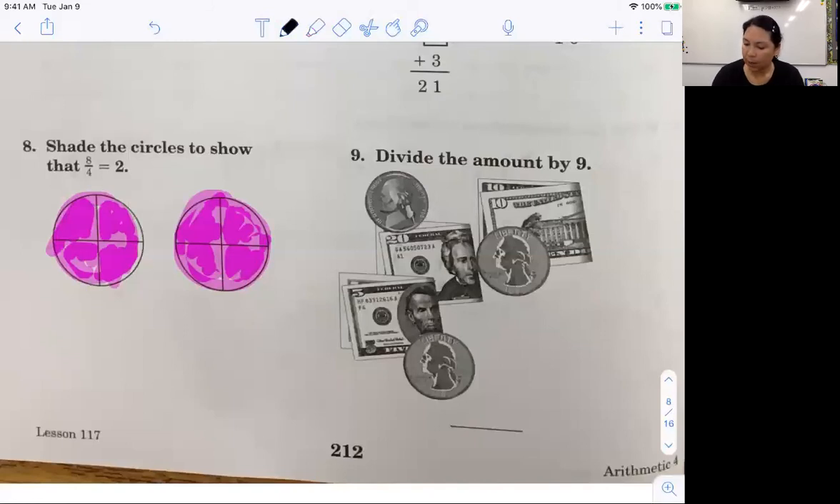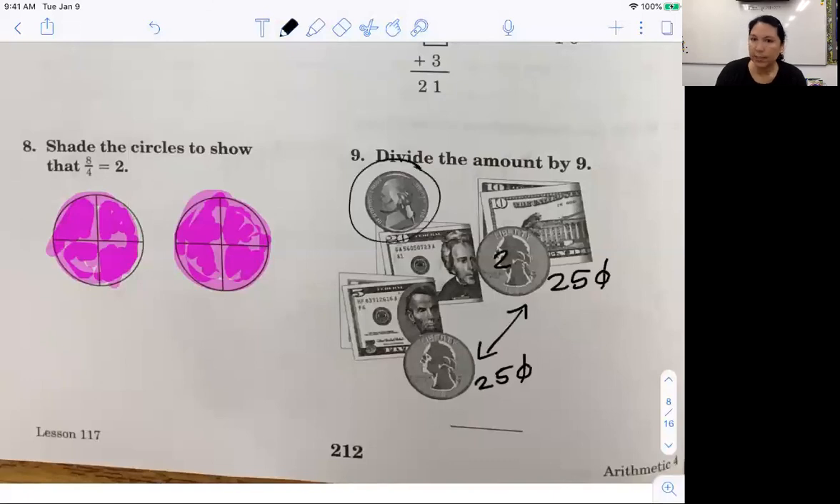Okay, does anyone know what coins these 2 are? How much are they worth, do you think? It's got George Washington on it. That's your hint. They're quarters. Do you know how much a quarter is worth? A quarter is worth 25 cents. So these 2 are 25 cents each.